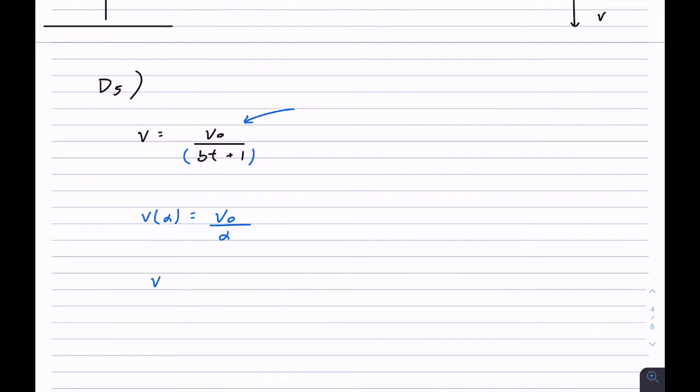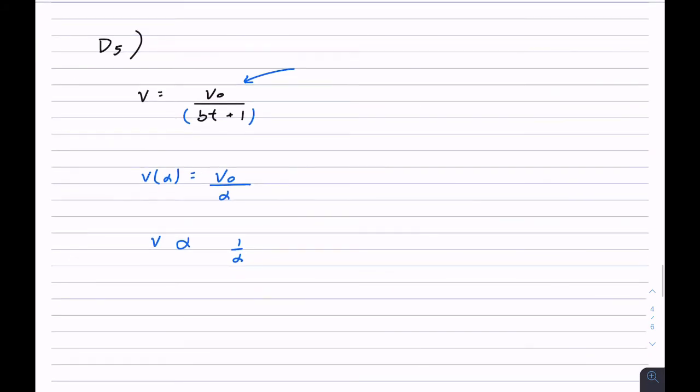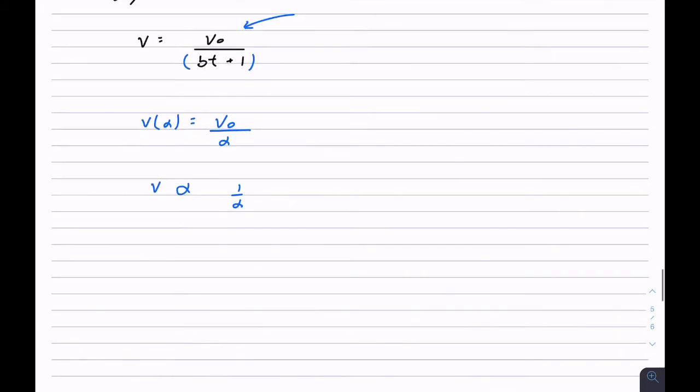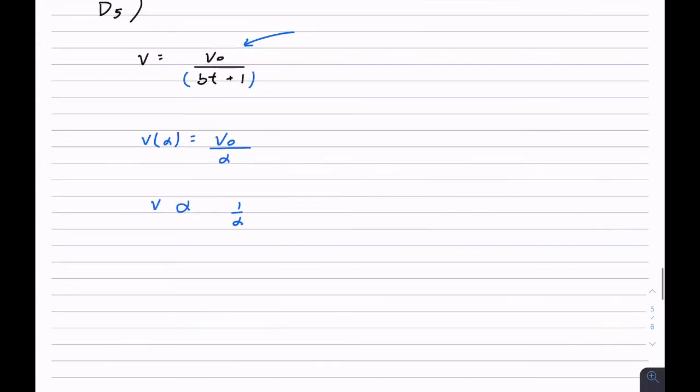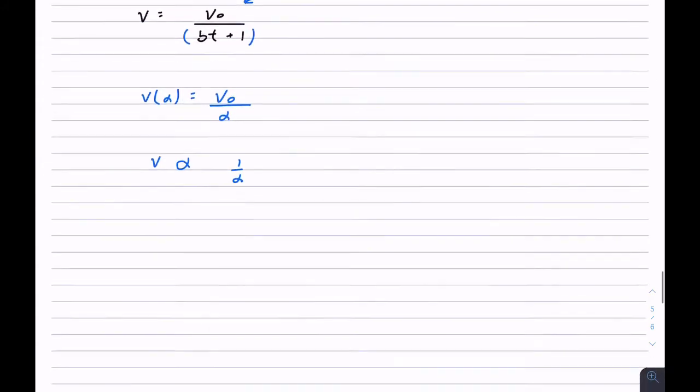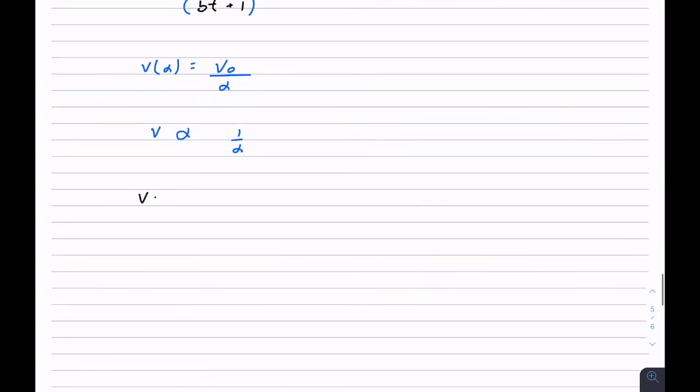So now we know that v is proportional to 1 over alpha. As alpha increases, v is going to decrease. So that means that v is slowing down. That's what I'm going to say. And we can actually check this by taking the differential of our velocity and seeing what we get. So let's try that. V is equal to v naught over bt plus 1.